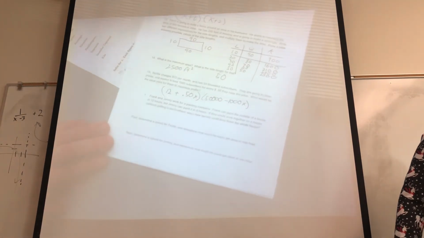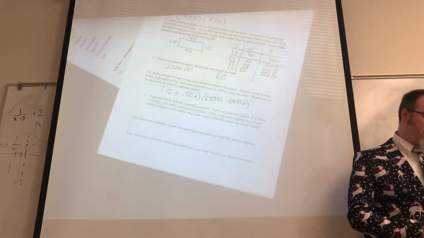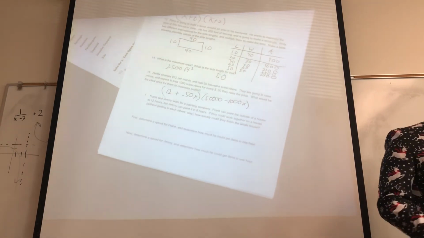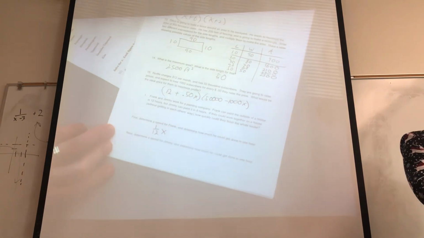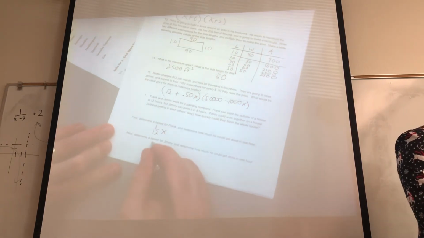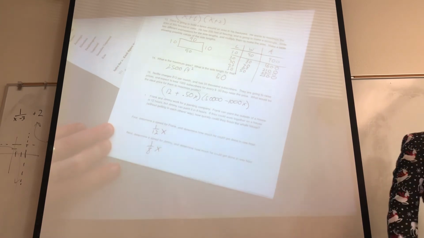The division of labor stuff. Frank can paint the outside of a house in 12 hours. A speed for Frank is he finishes a 12th of the house every hour. Jimmy can paint it in 8 hours. He finishes an 1/8 of the house every hour.